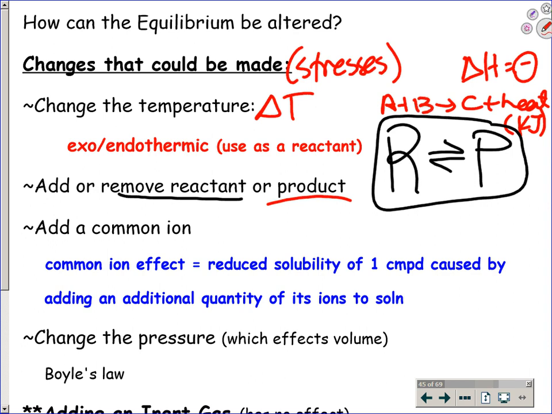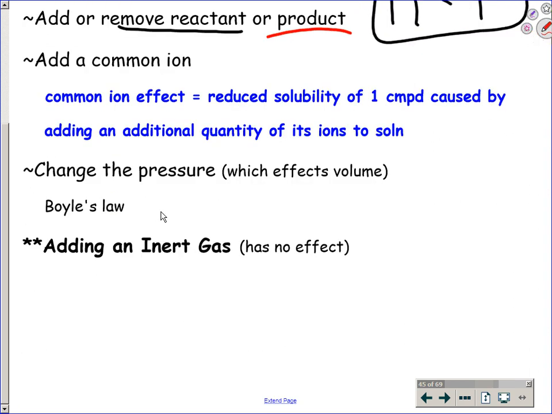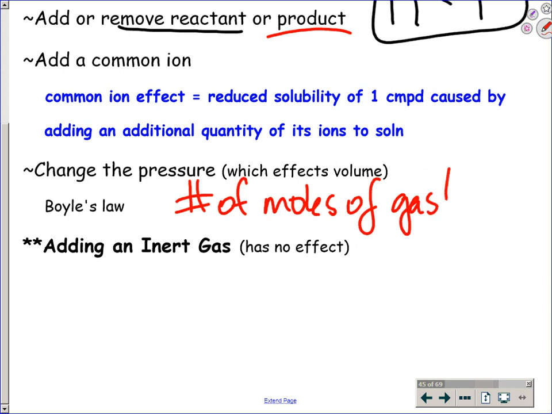I'll get to the common ion effect shortly. With the pressure changes, this one's really important to think about in terms of the number of moles of gas. That is the most important part to think about when you get here. And so you have to count moles of gas, meaning add up the coefficients of the gaseous products and reactants. Question?